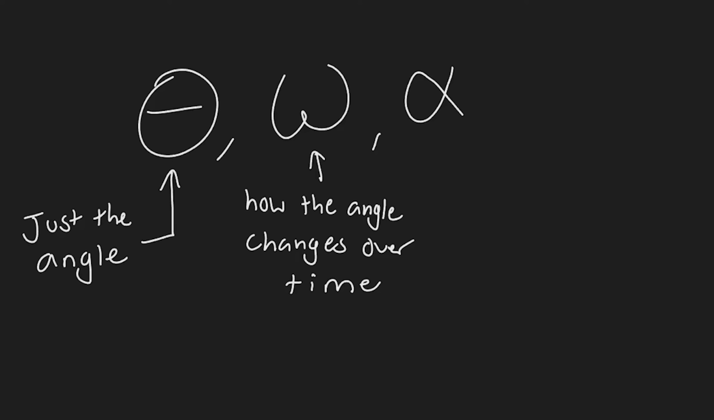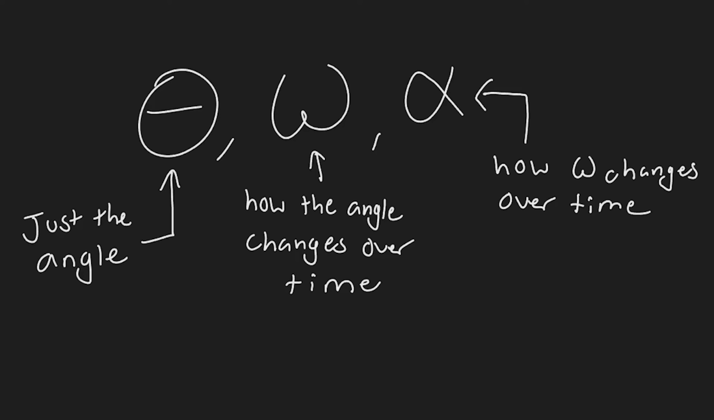Omega describes how theta changes over time, and it's measured in radians per second or degrees per second. Omega is also referred to as angular velocity. Lastly, alpha describes how omega changes over time. It makes our angle speed up or slow down. It's measured in degrees or radians per second squared, and it's referred to as angular acceleration. These seem awfully familiar to position, velocity, and acceleration, and that's because they're literally the exact same, but with an angle and not a position.